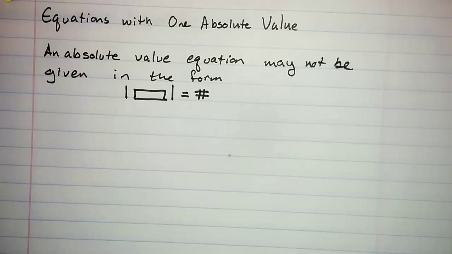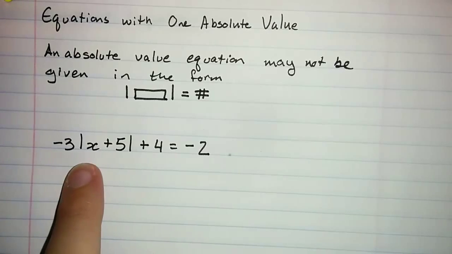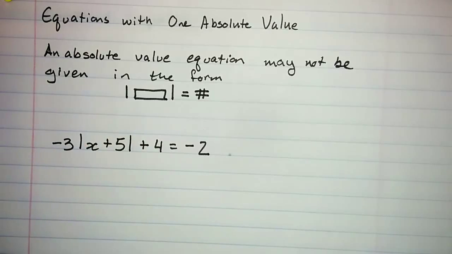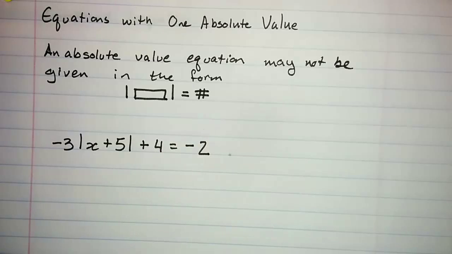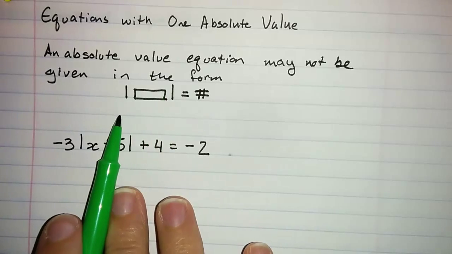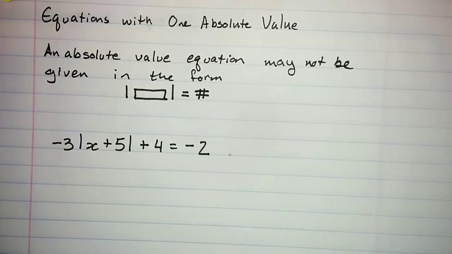Let's suppose we're given the equation -3 times the absolute value of x plus 5, plus 4 equals -2. Note that we cannot look at this and say, oh, I have equals -2, this must have no solution. We can't know that yet. We can't make that decision until our equation is in the form something with an absolute value equals a number. So what do we do?